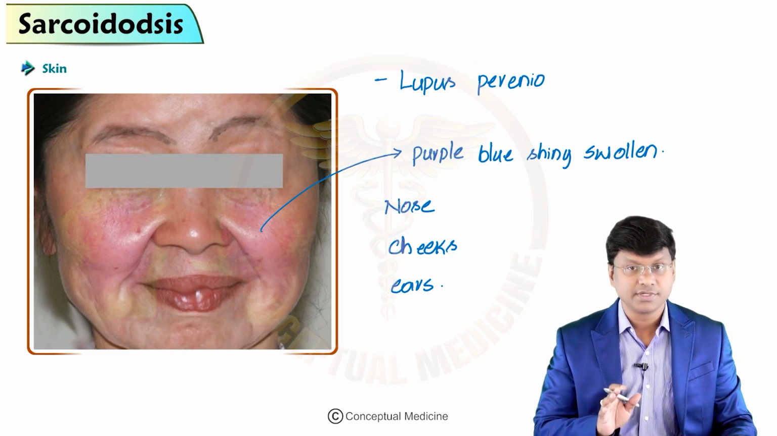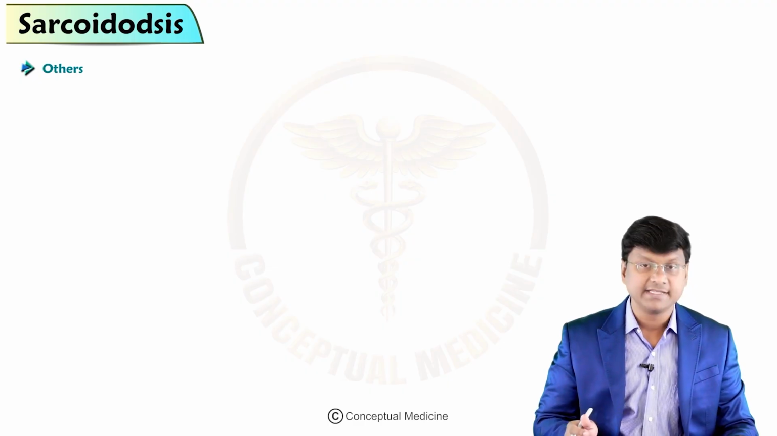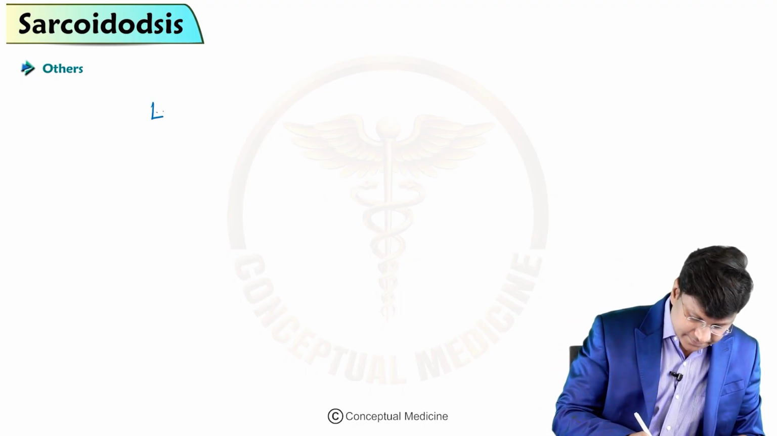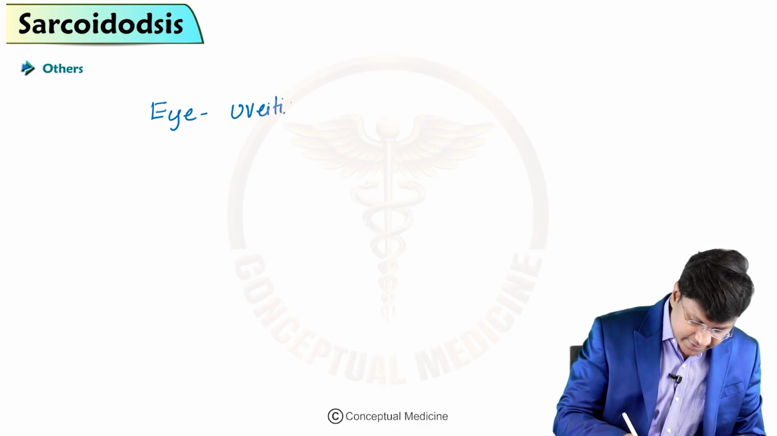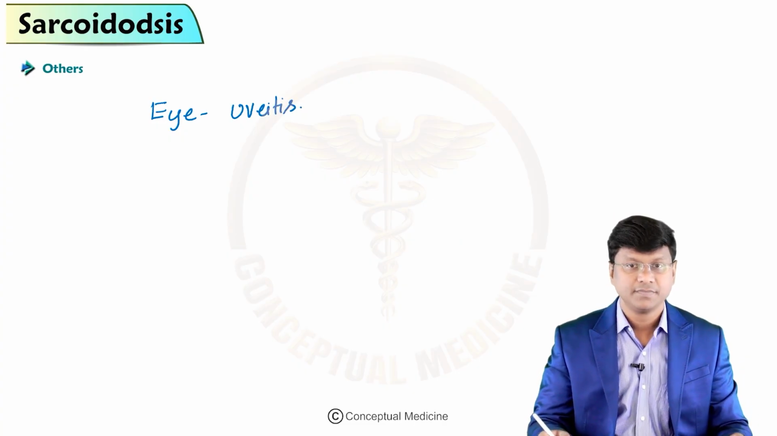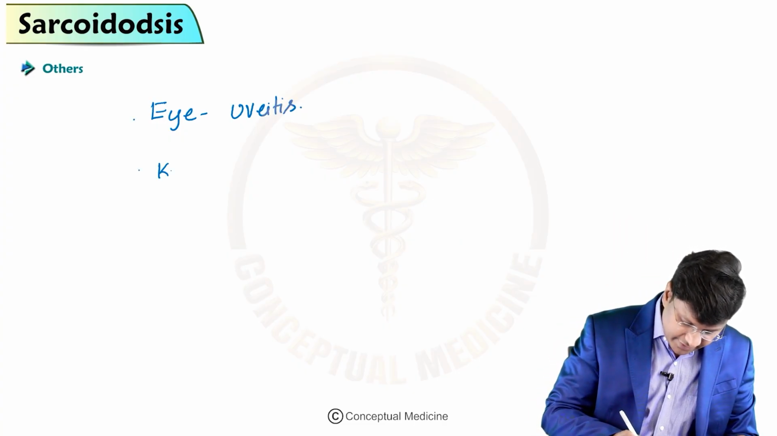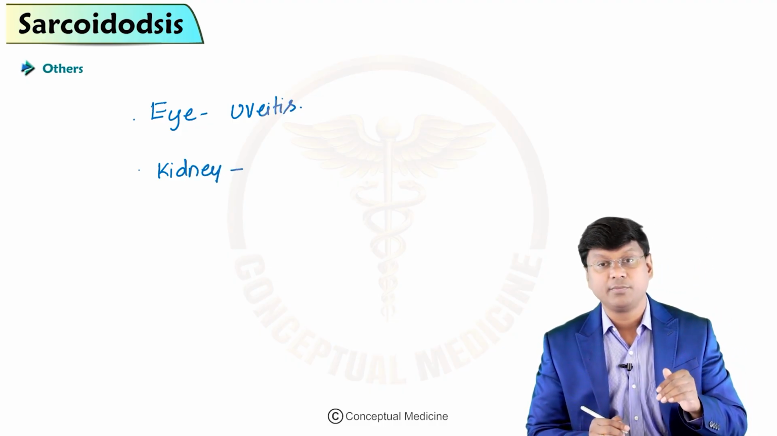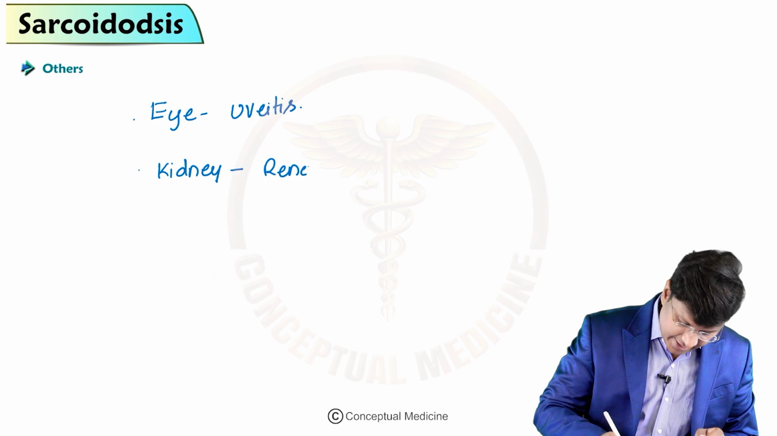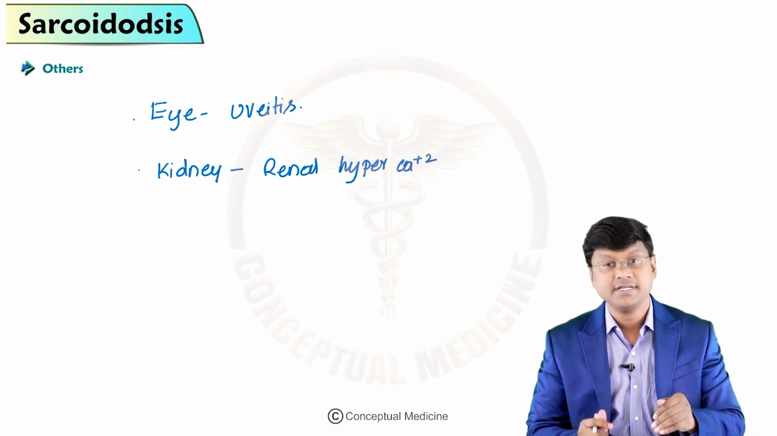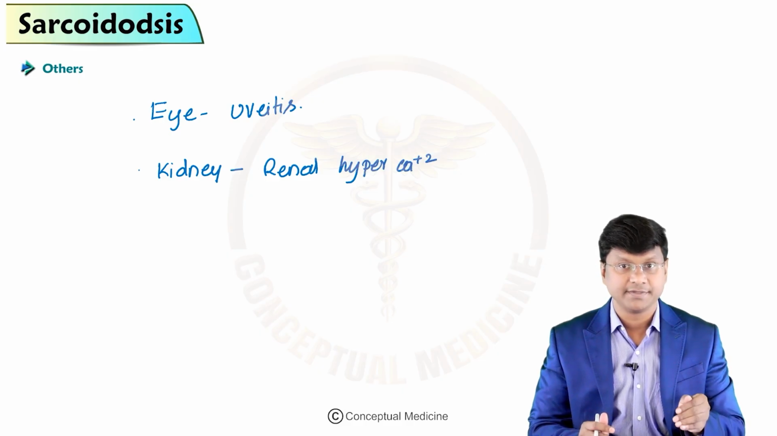Now, after having discussed the cutaneous manifestations, you take the other manifestations. In the eye, the manifestation of sarcoidosis will be in the form of uveitis, where there is inflammation of the uvea. And the kidney involvement, the renal involvement, will be in the form of renal hypercalcemia, with or without hypercalciuria.